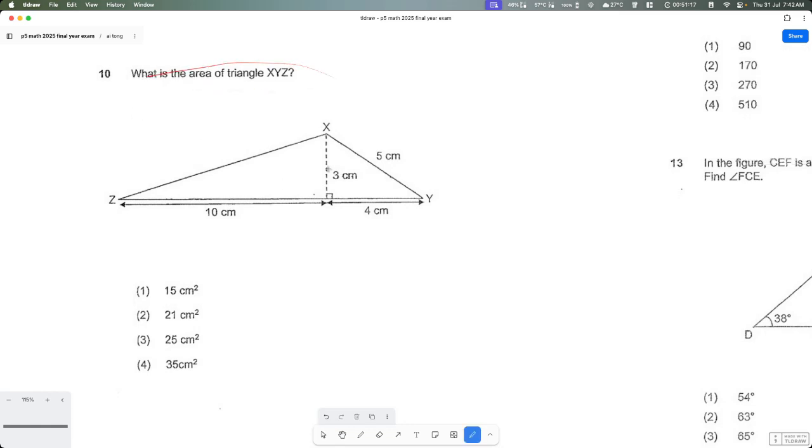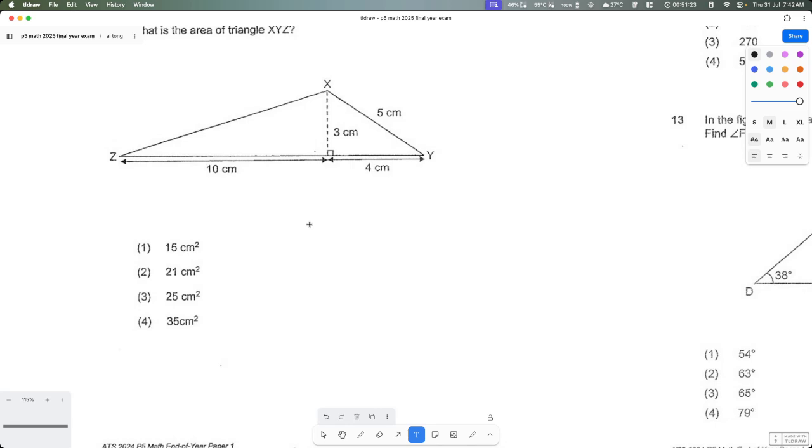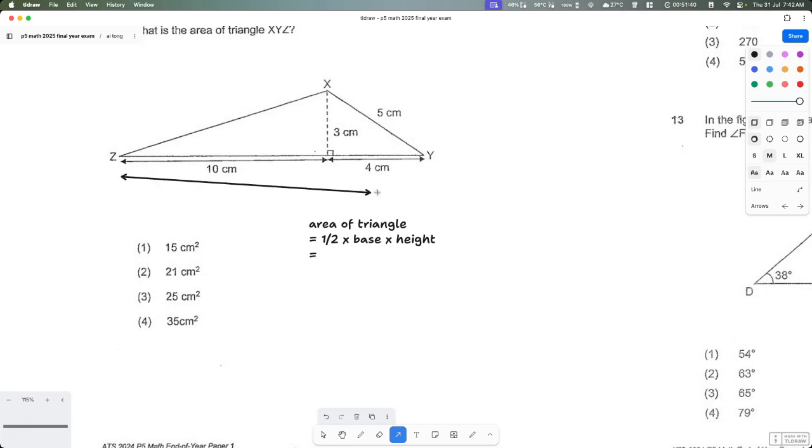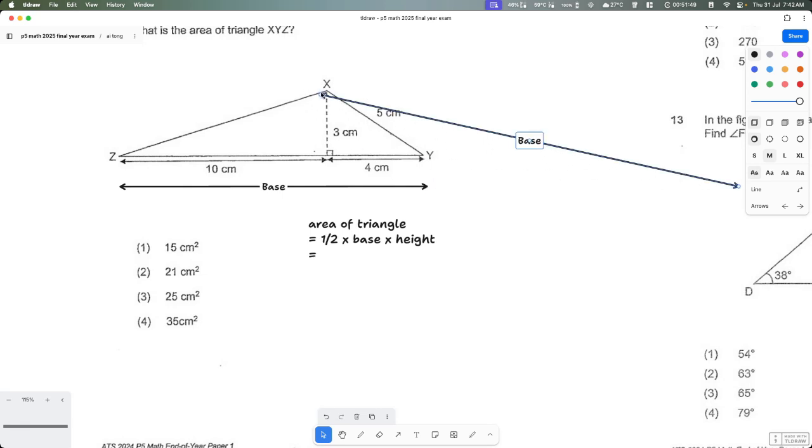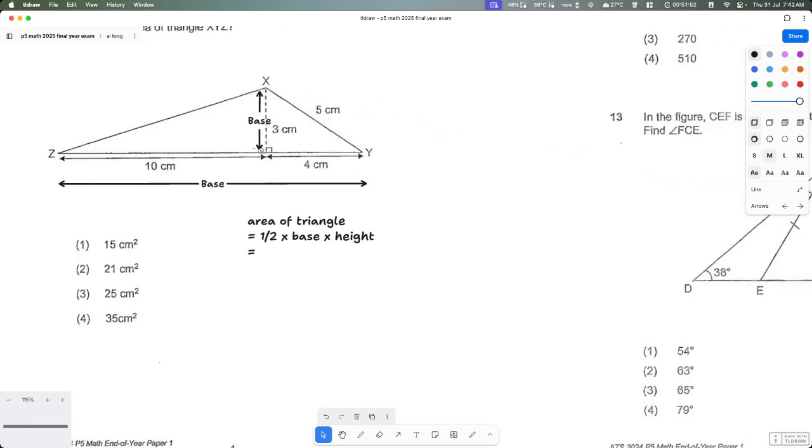What is the area of the triangle XYZ? So this whole triangle. For this, the area of a triangle is equal to half times base times height. So the base over here, I'm going to put an arrow. The whole base is over here. This whole thing is the base. And then what's the height? The height is over here as well. So this will be the height. Pretty straightforward.